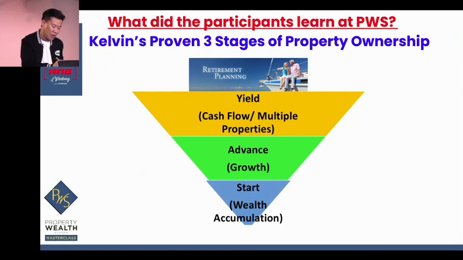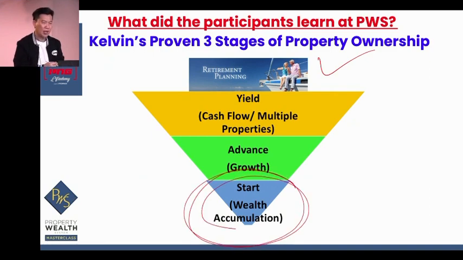What did the participants at PWS learn? Kelvin's 3 stages of property ownership. Really, this is the truth. Wealth accumulation and then grow. But what does Kelvin say? Use it later.